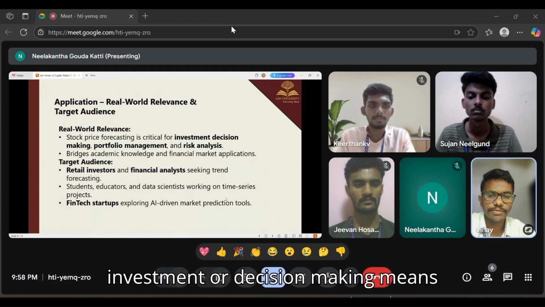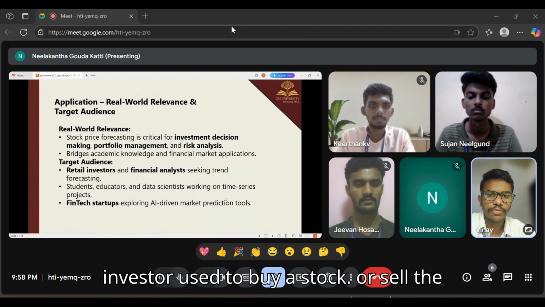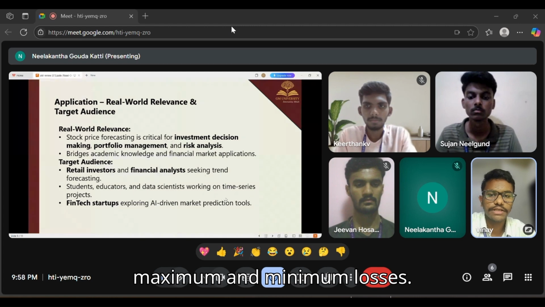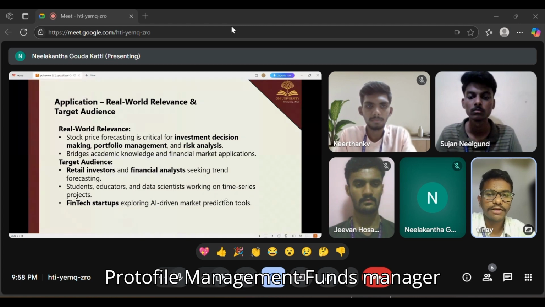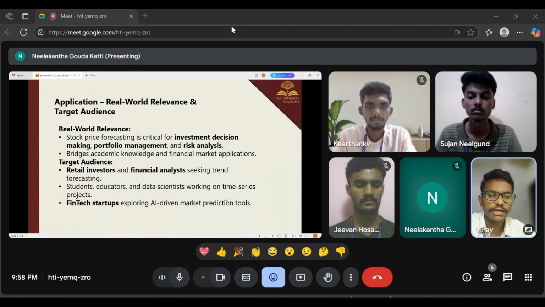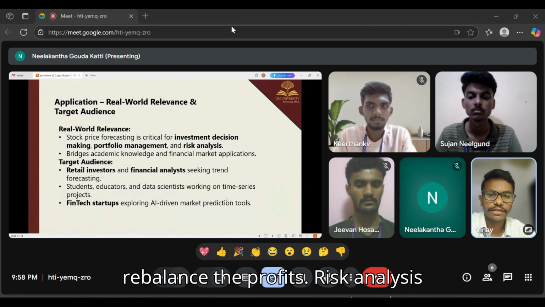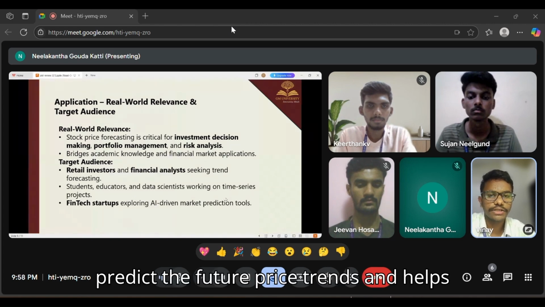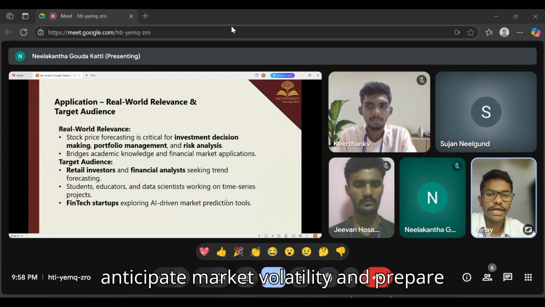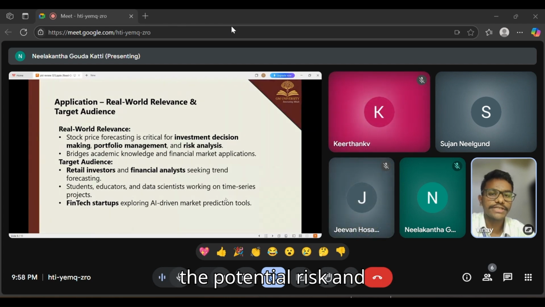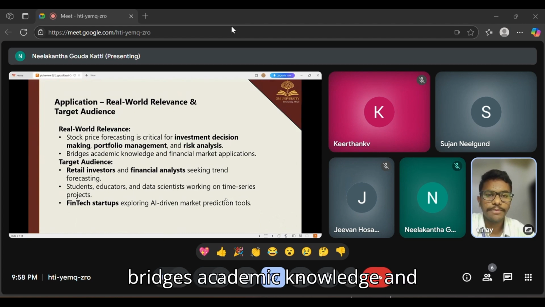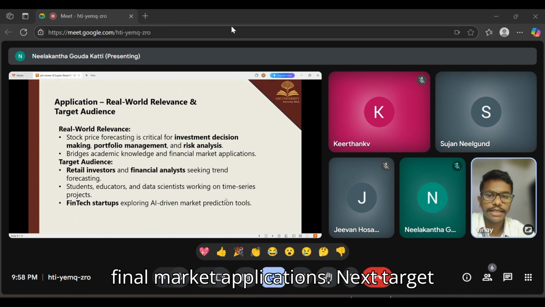Here, investment or decision making means an investor uses it to buy a stock or sell the stock. It helps by accurately predicting the maximum and minimum losses. Portfolio management: the fund manager allocates the resources across different stocks. Forecasting helps to rebalance the profits. Risk analysis predicts the future price trends and helps analysts and investors anticipate market volatility and prepare for potential risk, and it creates a bridge between academic knowledge and real market applications.